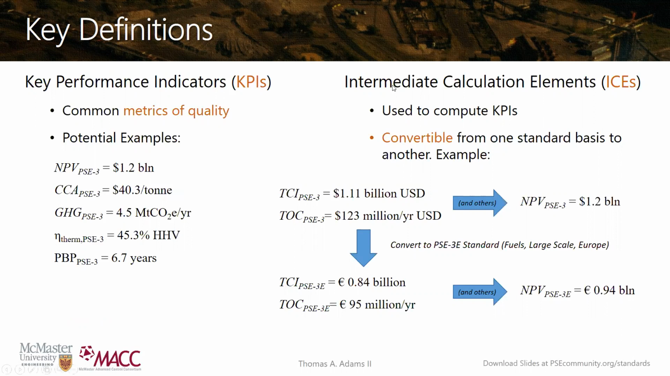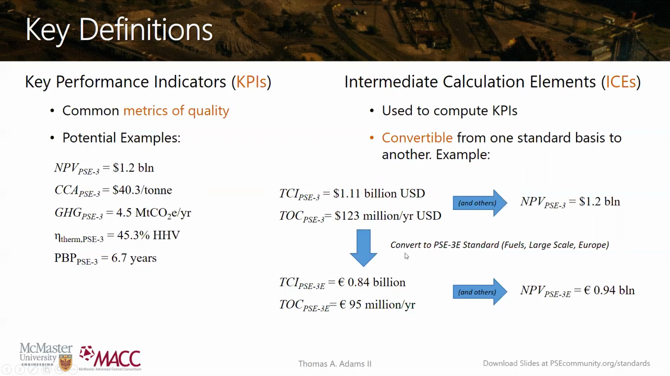But we also need intermediate calculation elements, or ICEs. All right, these are numbers you use to compute a KPI, and these need to be standardized as well, and I'll show you why. Basically, let's say I presented my information in PSC3. Well, I've gotten net present value using things like total capital investment and total operating cost, under the standard. All right, I can compute NPV under my standard.